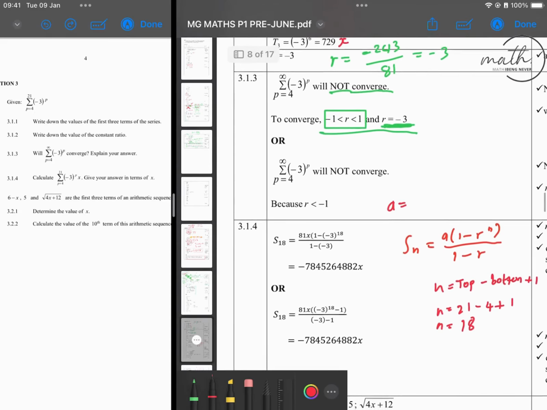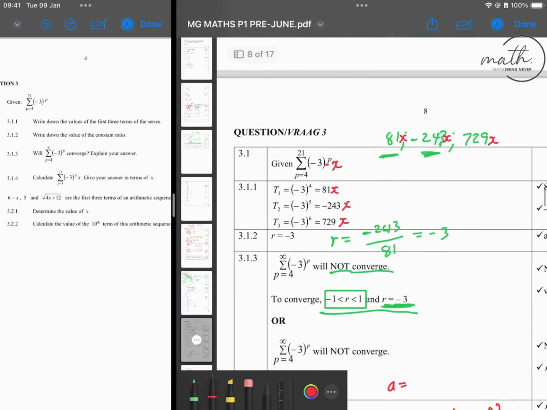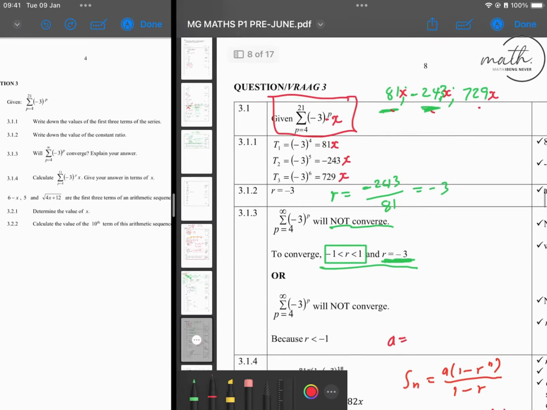Now they said to find the sum. Basically, you're finding the sum because this is a sigma, so it's finding the sum. So they want the answer to that. To find the answer to that, you expand it. There's the expanded form, and then you find Sn. To find Sn, you just need to know what type of sequence or series this is. So again, you found R. You saw it's geometric. So that means you need to find R and then you have A.